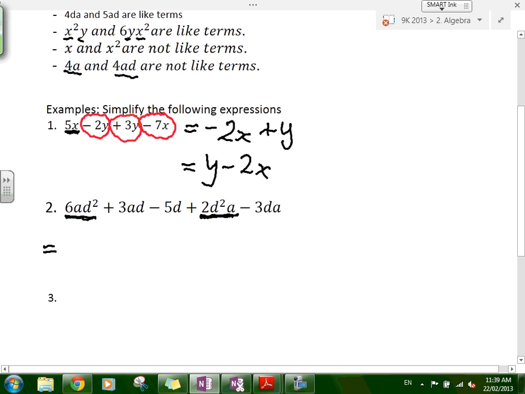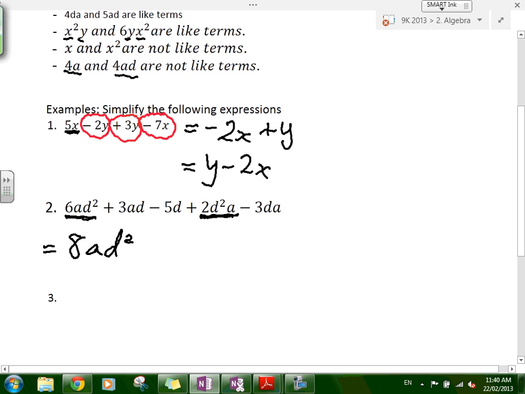So let's have a look. Alright, so we're going to just do that. So what is 6ad squared plus 2d squared a? What is that going to be? 6ad squared plus 2d squared a. How many? 8ad squared. Alright, so we've done that one.